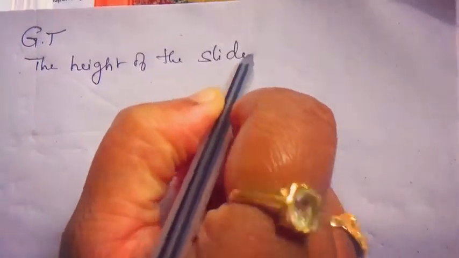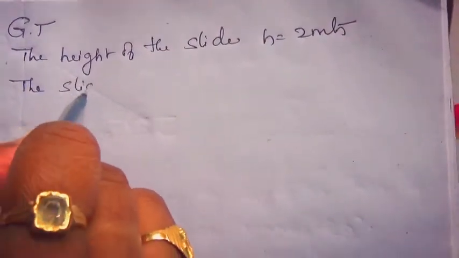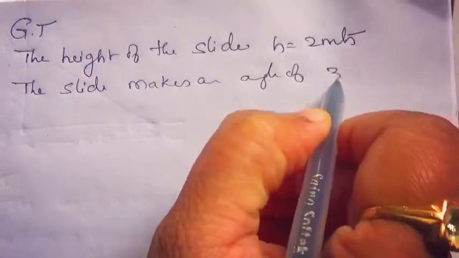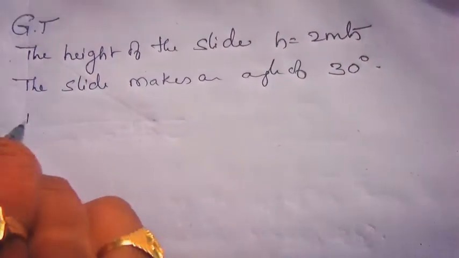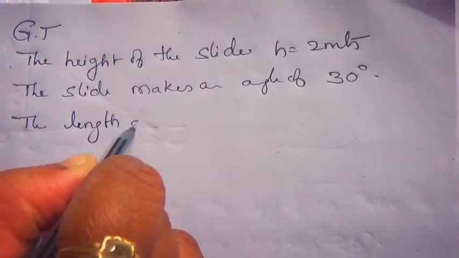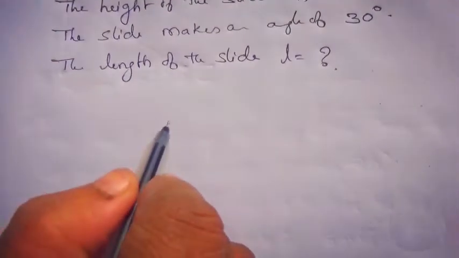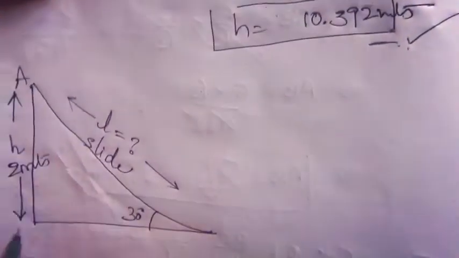Okay, so given that the height of the slide h is equal to 2 meters. The slide makes an angle of 30 degrees. The length of the slide, L, we have to find out. Okay, so let us take this as A, B, C.